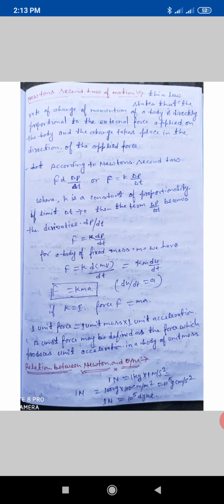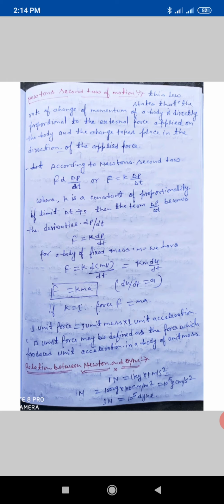For a body of fixed mass m, we have F equals K dP upon dt equals K d(mv) upon dt equals K m dv upon dt, because m is constant. So F equals K m a, where dv upon dt equals a. If K equals 1, then force F equals ma. This is the second law of motion.